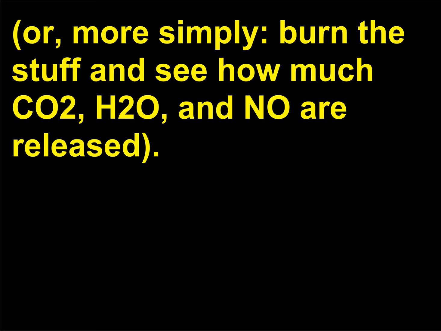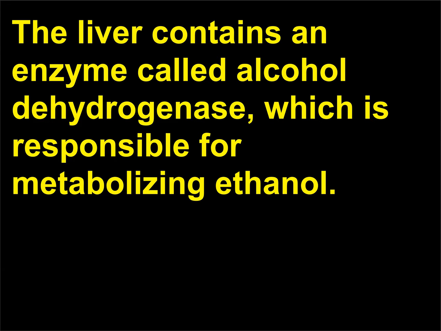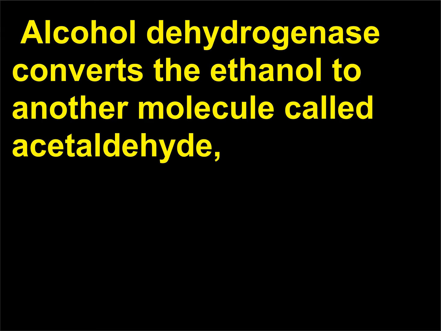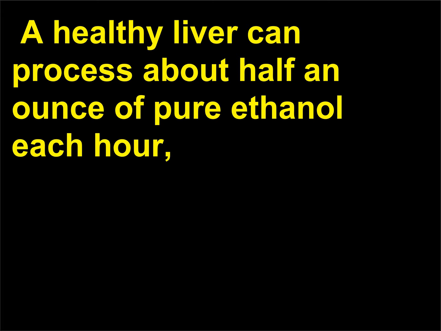How does your liver process alcohol? The liver contains an enzyme called alcohol dehydrogenase, which is responsible for metabolizing ethanol. Alcohol dehydrogenase converts the ethanol to another molecule called acetaldehyde, which is then excreted from the body. A healthy liver can process about 1/2 ounce of pure ethanol each hour, which equates to roughly 1 beer, 1 glass of wine, or 1 ounce of liquor each hour.